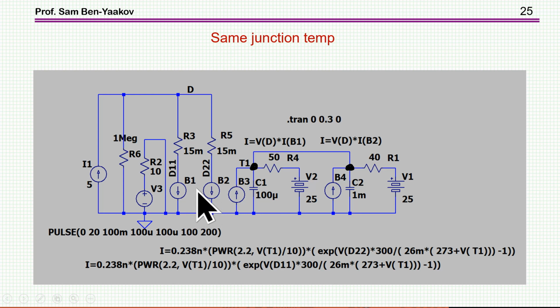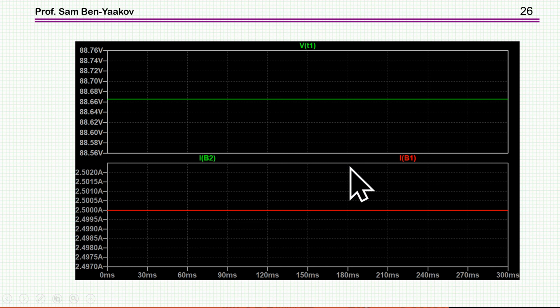So to test this, I'm making the two temperatures the same by actually connecting here. The two diodes are dissipating power, and this is the power which is heating up the assembly, but the temperature of the two diodes is the same. And what I'm getting here is that if indeed the temperature is the same, then the current is exactly the same. That makes sense, because if the temperature is the same, the current will be the same.